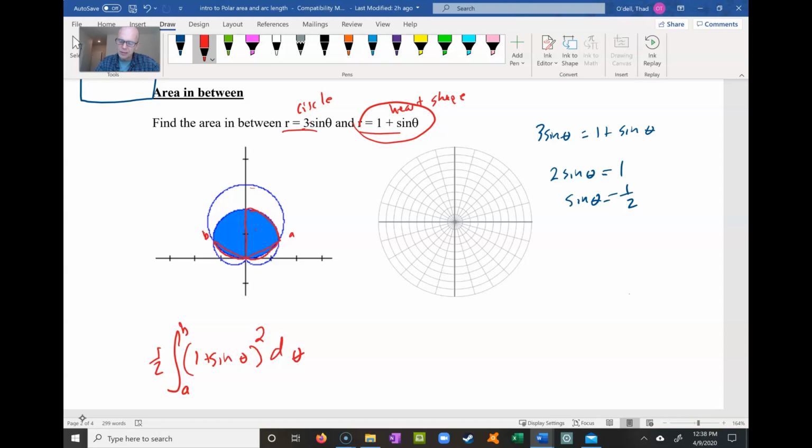So then we got to finish this. So when is sine equal to 1/2? Well, we know that sine is equal to 1/2 when theta is pi over 3 or 2 pi over 3.